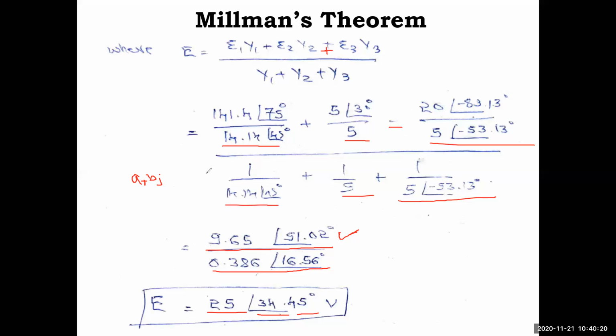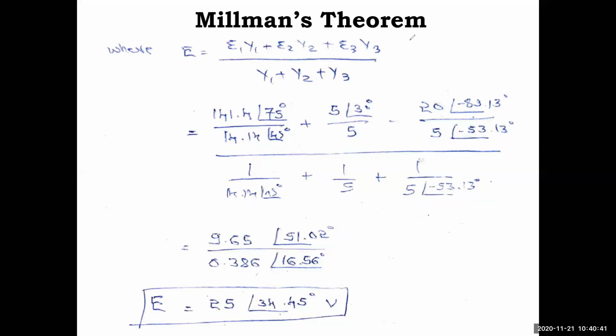Now similarly, you need to get the Y form. So what is Y or Z? It is 1 by Y1 plus Y2 plus Y3, right? So this is the ratio, whatever you have here. This only you have to take, 1 divided by this. Instead of E by, you should now take 1 divided by this 0.386 at an angle 16.56. If you take that ratio, you will get the Z value.